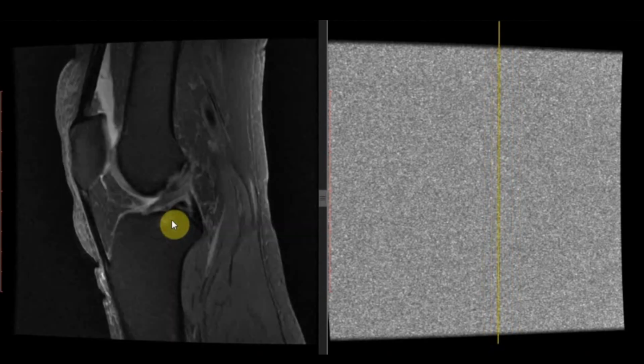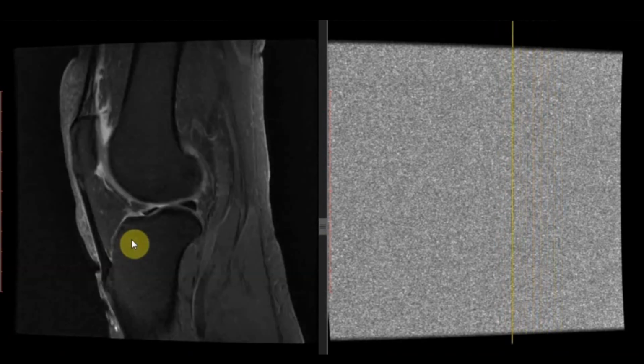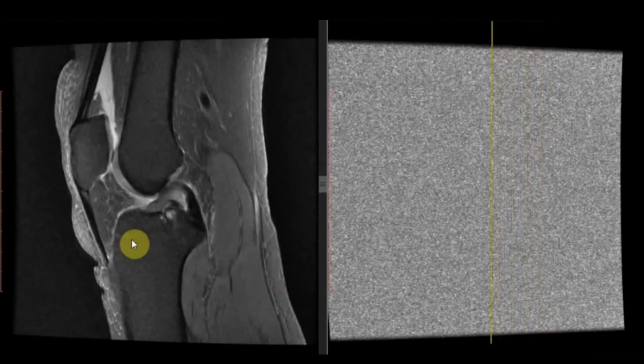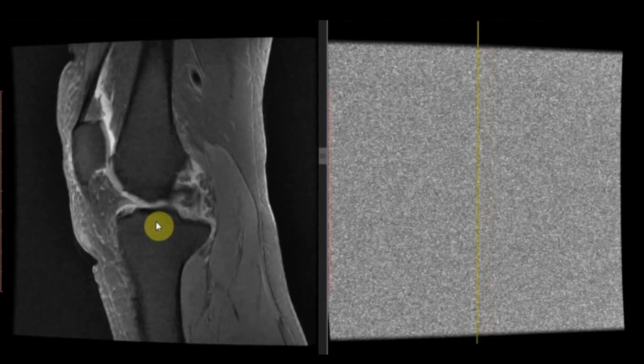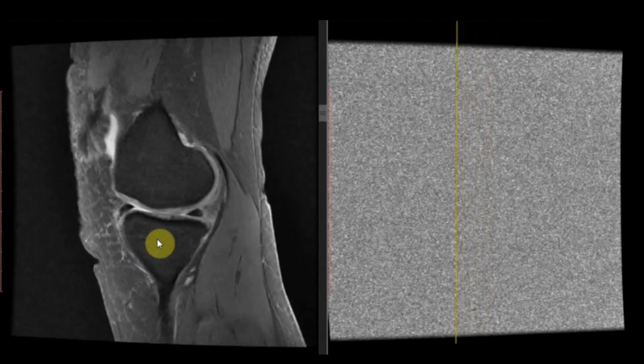Posterior cruciate ligament is intact. There is joint effusion. This is the lateral meniscus. Lateral meniscus is normal. There is no obvious marrow edema. There are slight subchondral cystic changes in the tibial plateau. This patient is old. She is having osteophytosis and cartilaginous degenerative changes. So this subchondral cystic change is a sign of osteoarthritis or degenerative joint disease.